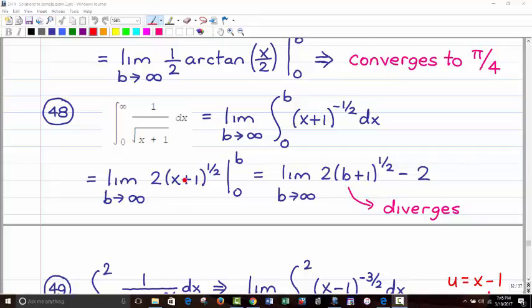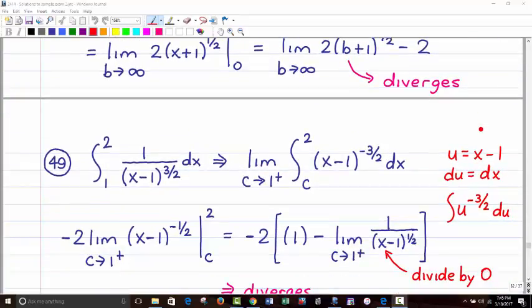So now we have to decide what's going to happen when I put b in there. So the limit as b goes to infinity of 2 times b plus 1 to the 1/2. You put infinity in there. That's going to blow up. That's just going to be infinity. So that means the whole thing diverges, and that makes the answer diverge.